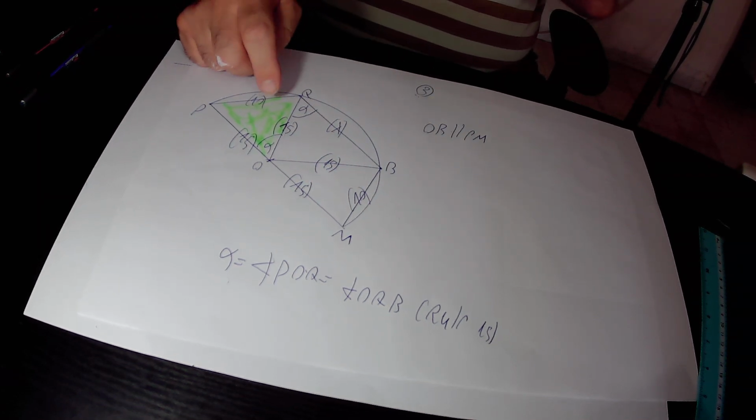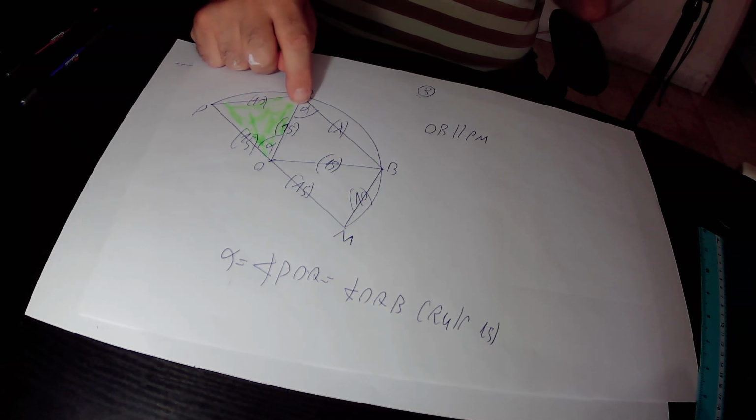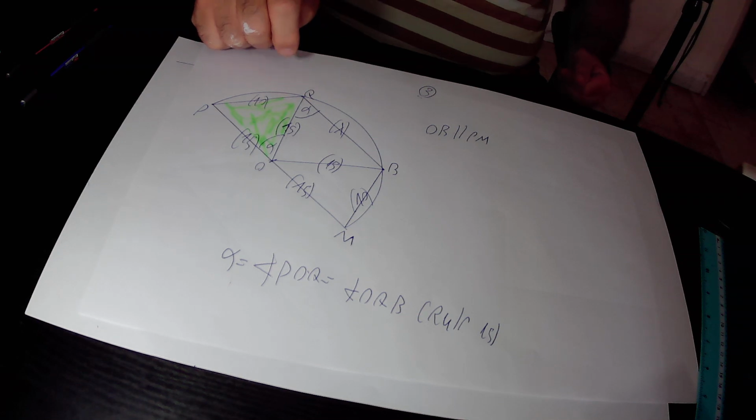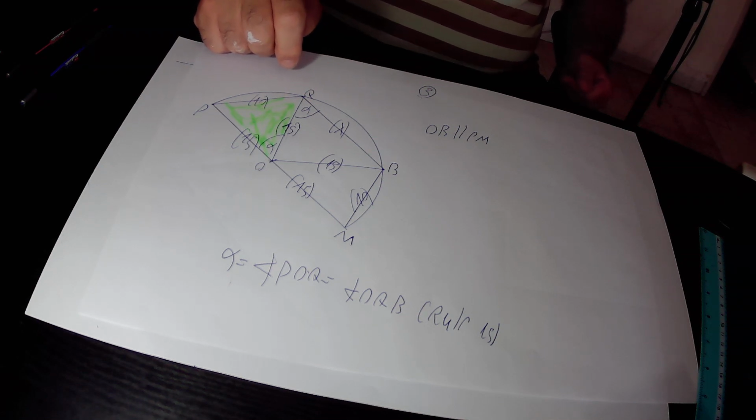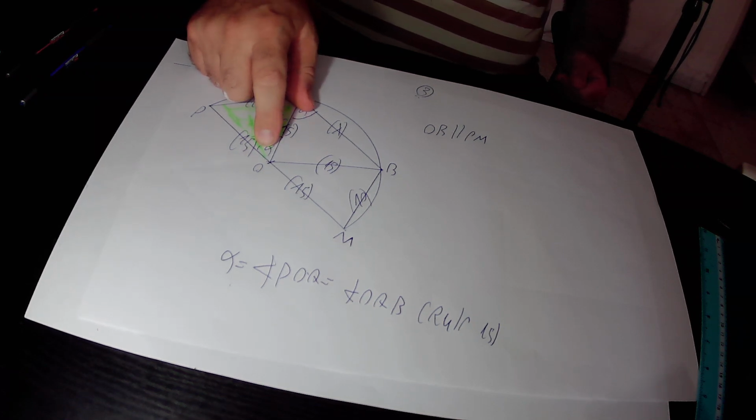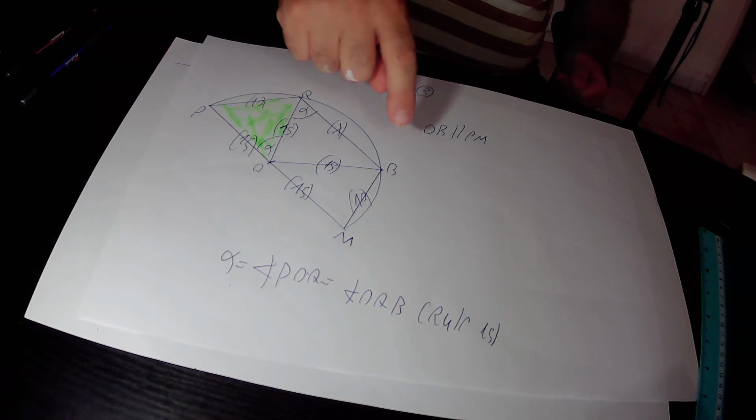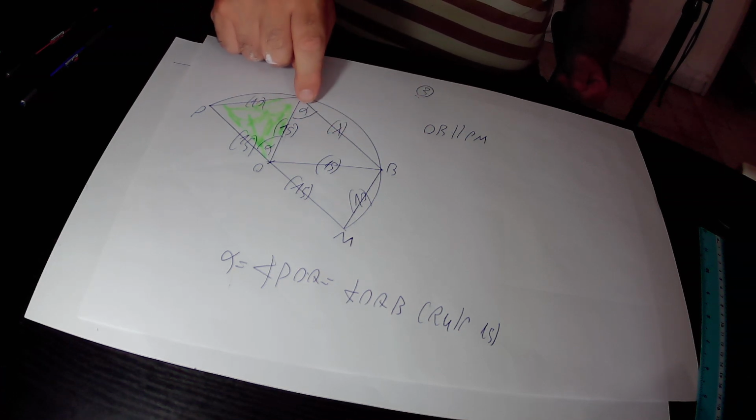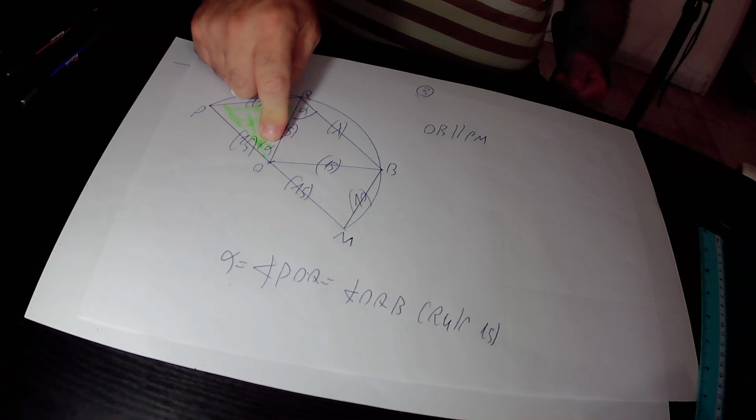So if we define this angle as alpha, then this angle must also be equal to alpha, because according to rule 15, alternating angles between parallels are equal to each other. Those two alternating angles located between the parallels QB and PM must be equal in their sizes.